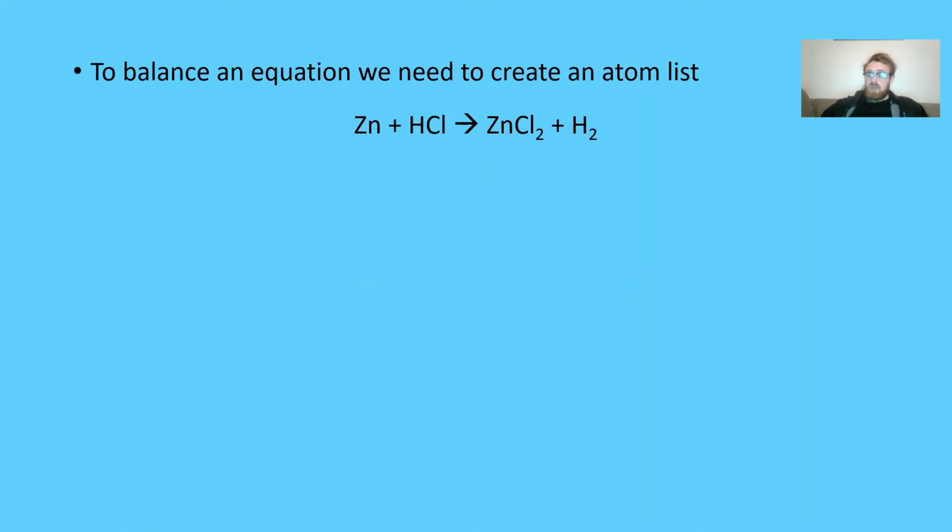Okay, so let's write an atom list. We have 1 zinc here, and we have 1 zinc on this side. Great, they're balanced. Might not be in a minute, but they are for now. Chlorines, we have 1 chlorine here, and we have 2 chlorines on this side. Hydrogens, we have 1 here and 2 here.